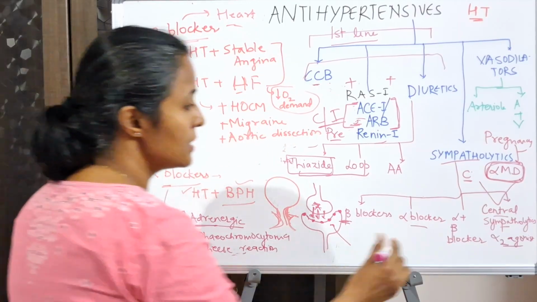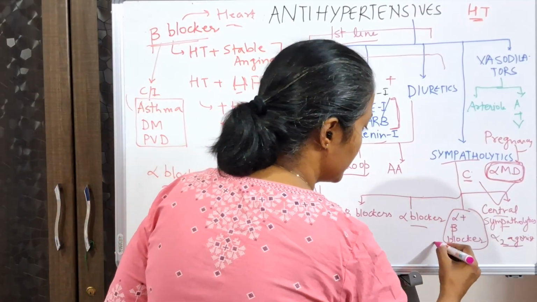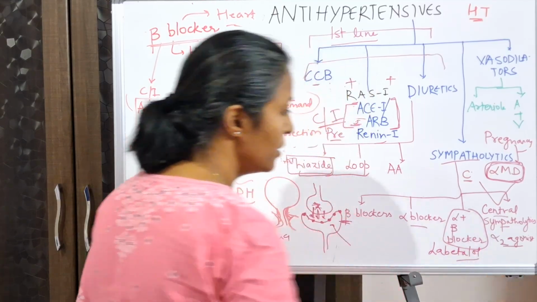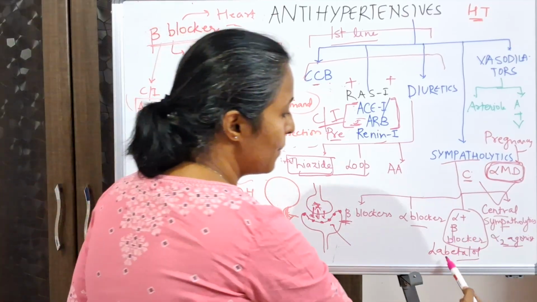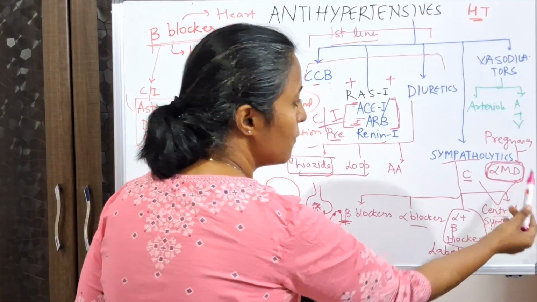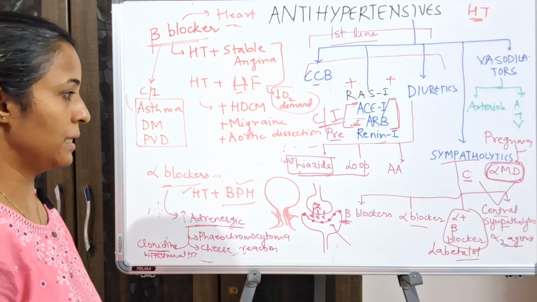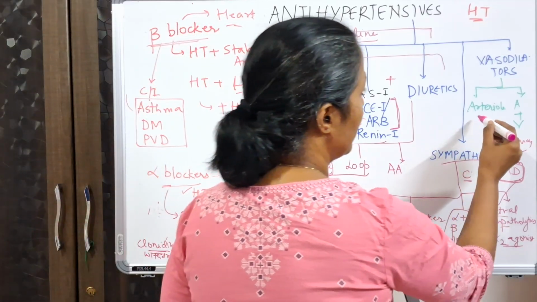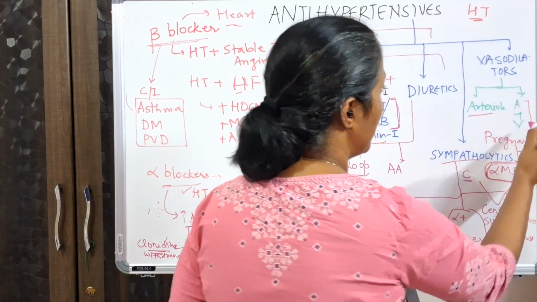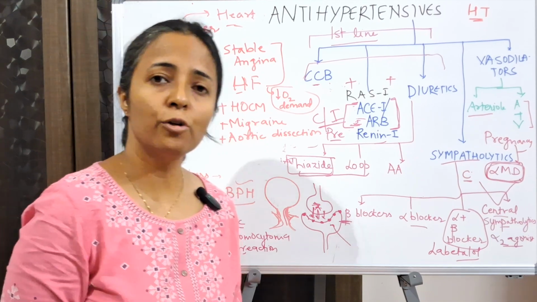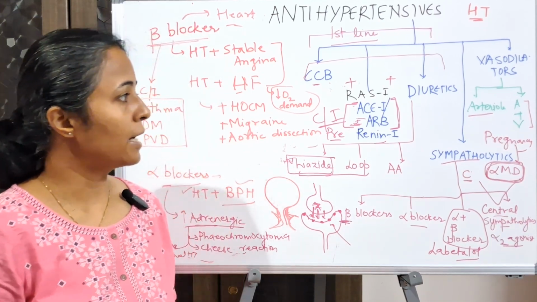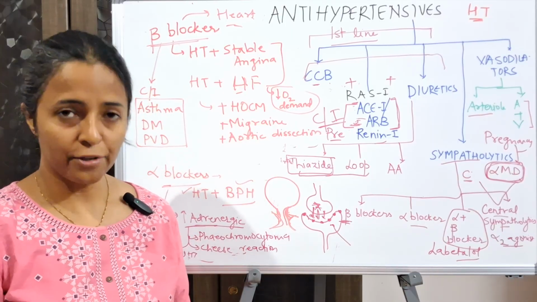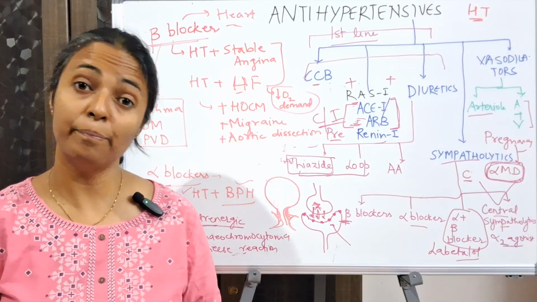Another safe drug is alpha and beta blocker, that is labetalol. Labetalol, safe drug in pregnancy. Okay, so this alpha beta blocker labetalol and central sympatholytic alpha methyl dopa are used in pregnancy. Fine. Then moving on to the last part, that is the vasodilators, that is arteriole dilator and arteriole plus venodilator. Arteriole dilator we have hydralazine, and arteriole plus venodilator we have nitroprusside. Now hydralazine again can be given in pregnancy.